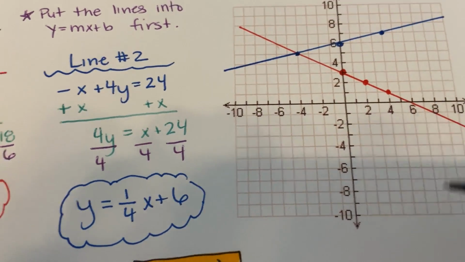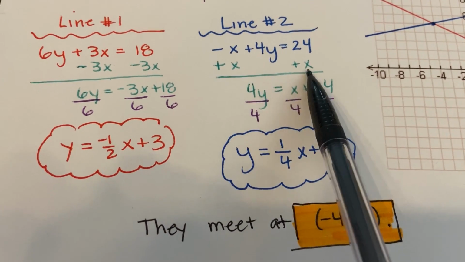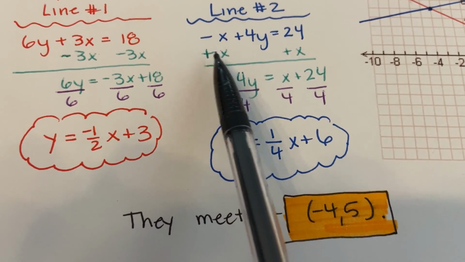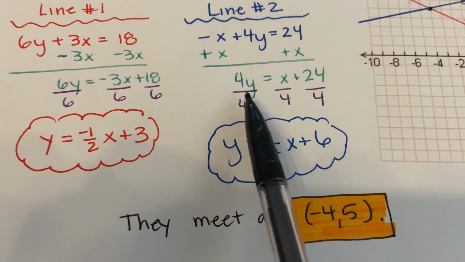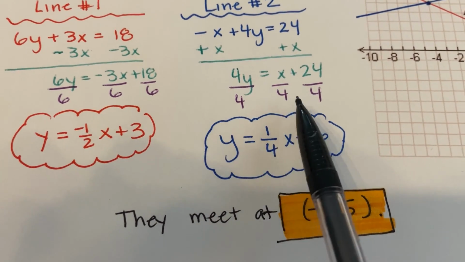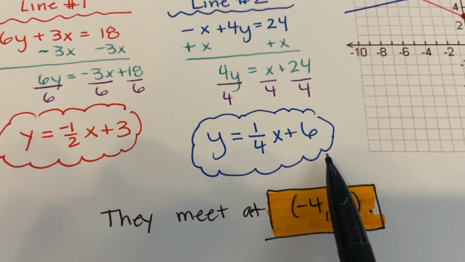and I can draw my line in. For line number 2, I need to get the x and move it over. So again, to cross the equal sign, I have to change the sign. A negative becomes a positive. And that's going to leave me with 4y is equal to x plus 24. Divide everything by 4, and we get y equals 1/4 x plus 6.